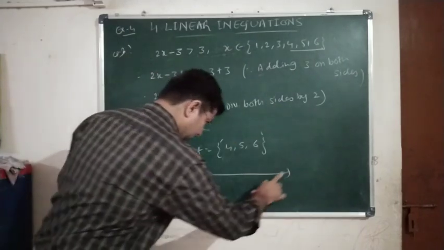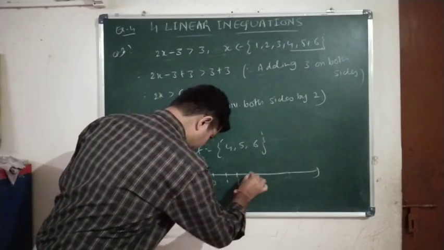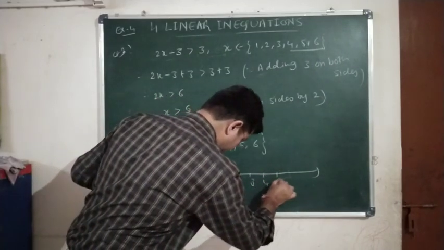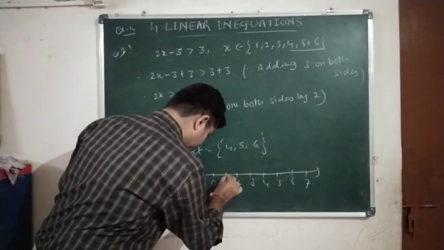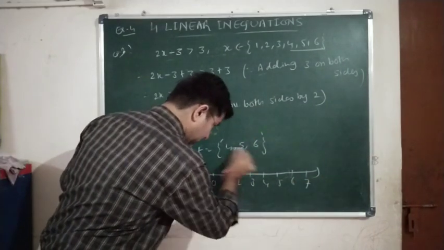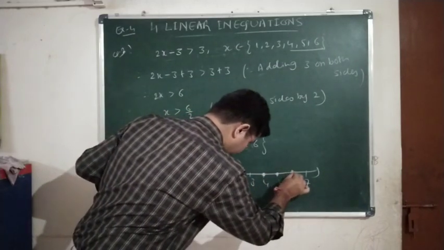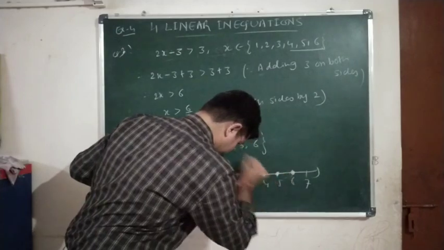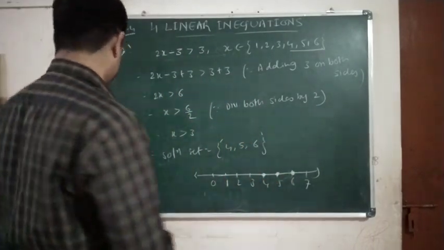On the number line, now let us represent these numbers 0, 1, 2, 3, 4, 5, 6, 7. Okay, so only 4, 5, 6 are there in the solution set, so we will darken these 3 points. The representation is done. Clear?